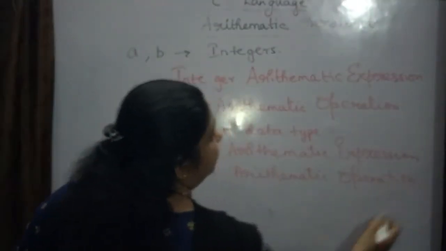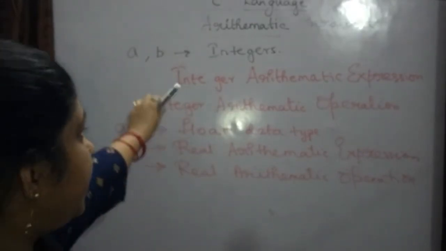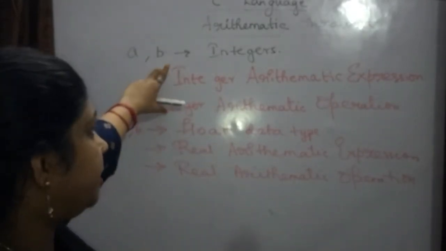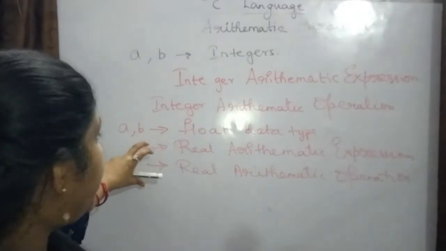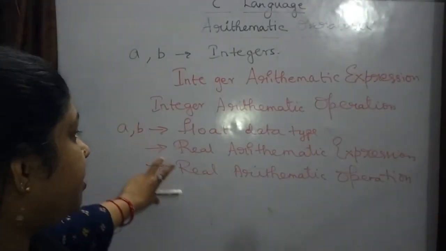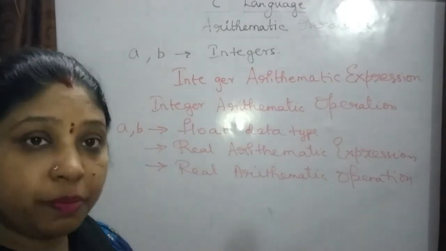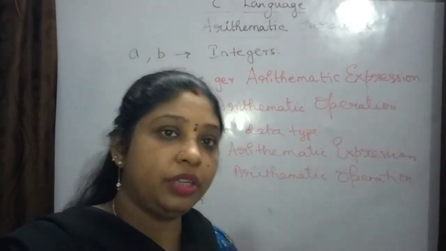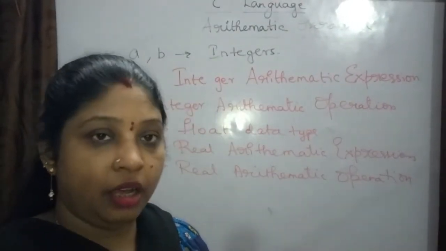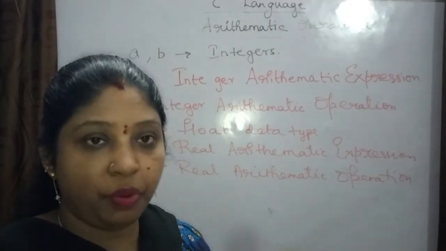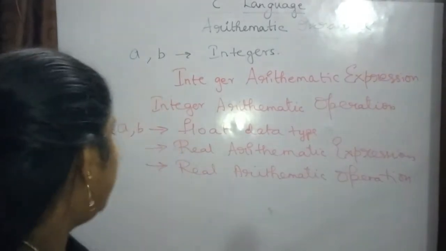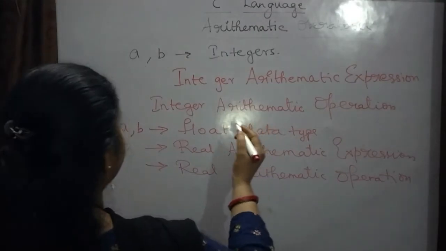Now if you are using integer, then you will call it an integer expression and integer operation. If you are using float, you will call it a real expression and real operation. Suppose you are using both integer and float data types in one program, what will you call it? Let me give one example for this.